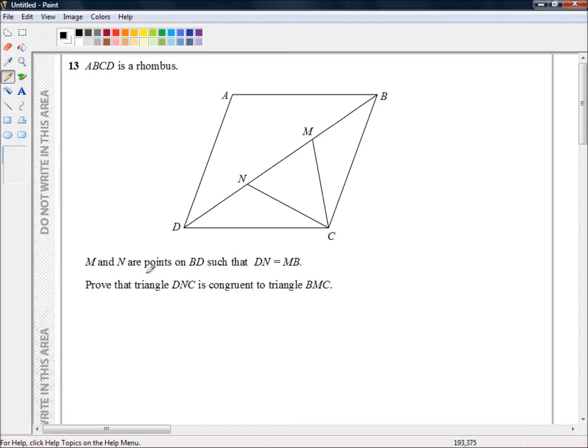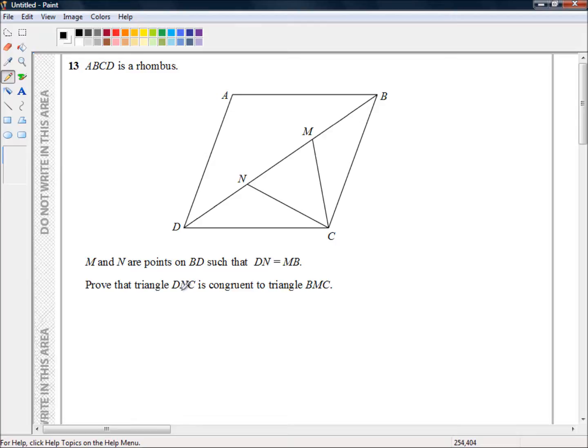M and N are points on BD such that DN equals MB. Okay, so let's just try to digest that. M and N are points on BD, this is line BD, such that DN is equal to MB. Okay. Prove that triangle DNC is congruent to triangle BMC.